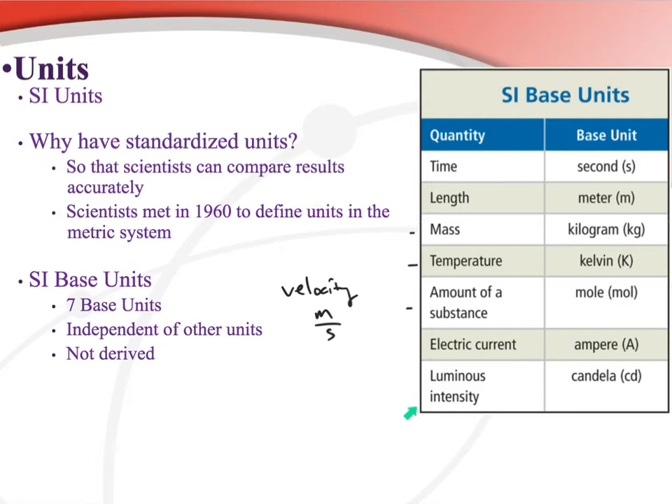So we're going to figure out exactly how they determined what these units are. These are the 7 base units. Anything else is a derived unit. It's some kind of combination of these 7.